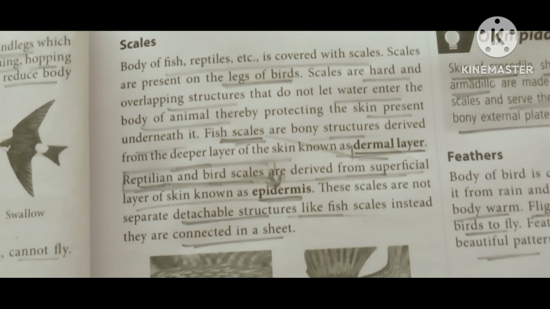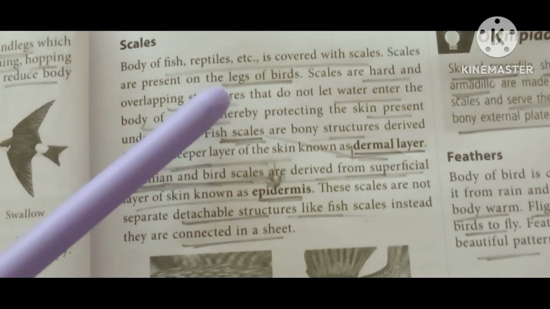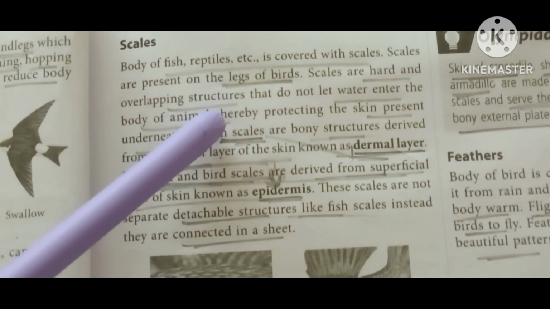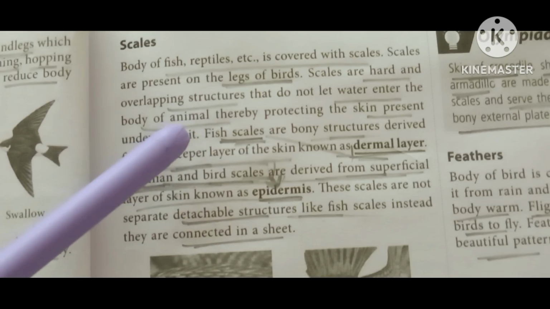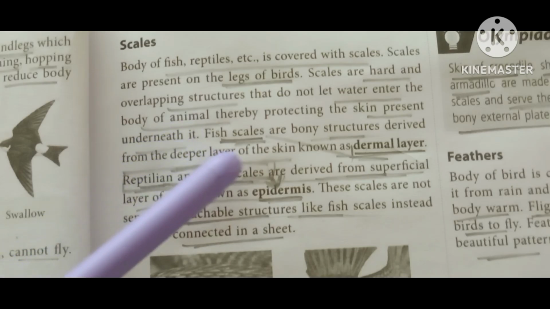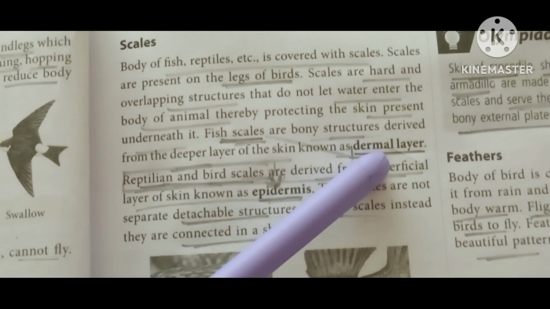These scales are present mainly in fishes. They are very hard in structure and they are overlapping so that they won't let water go inside. They protect the skin and the organs that are present inside. If the scales are removed, we can see the organs in the fish. But these scales are derived from the dermal layer.